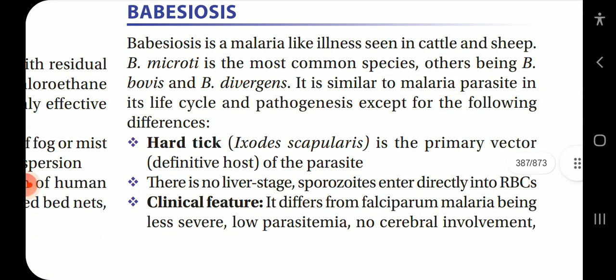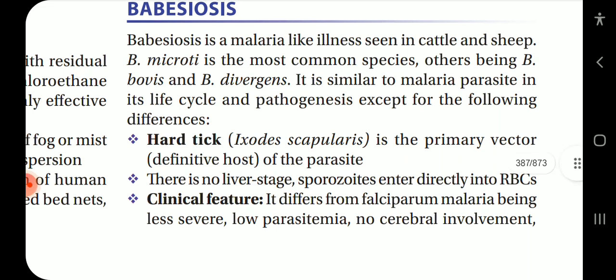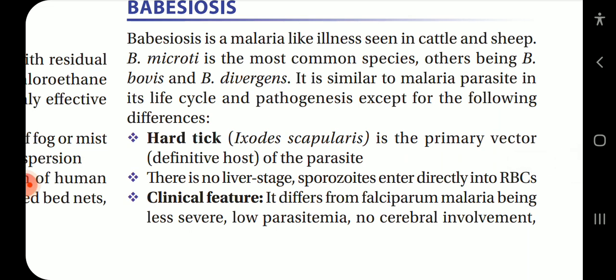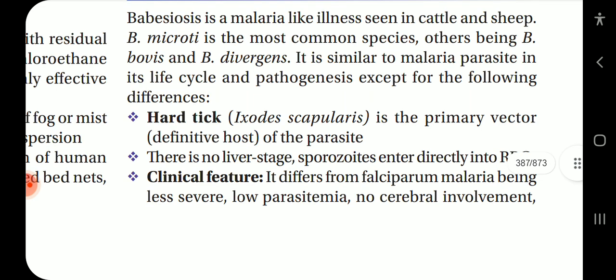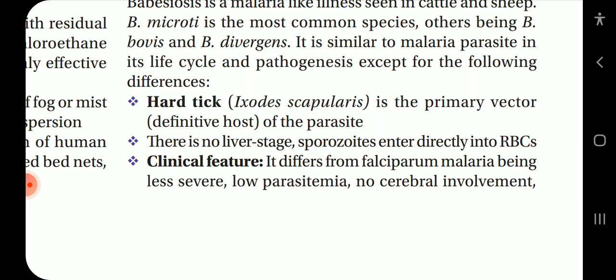Babesiosis is a malaria-like illness seen in cattle and sheep. Babesia microti is the most common species, other agents being Babesia bovis and Babesia divergens. It is similar to the malaria parasite in its life cycle and pathogenesis except for the following differences. The hard tick Ixodes scapularis is the primary vector and definitive host of the parasite. There is no liver stage. Sporozoites enter directly into RBCs.